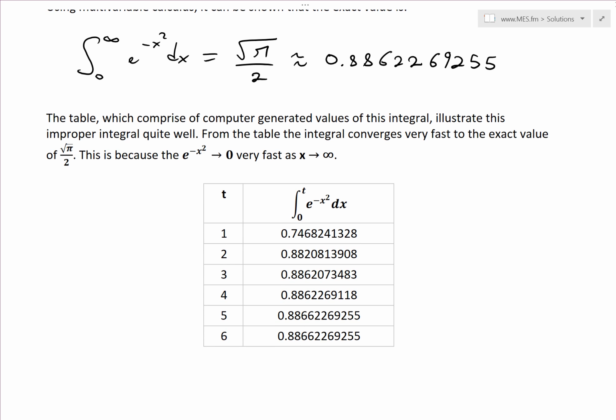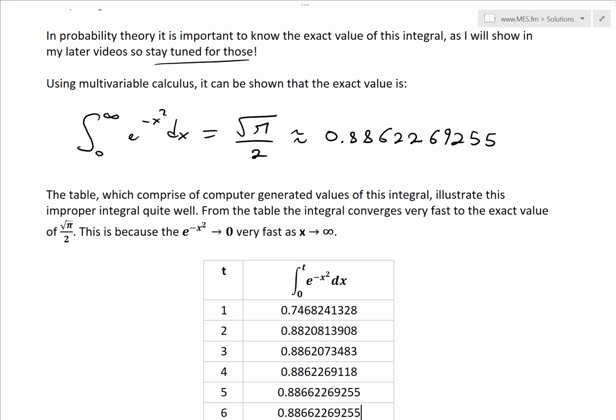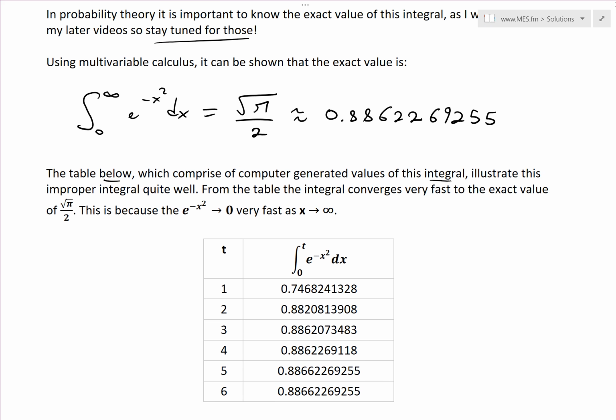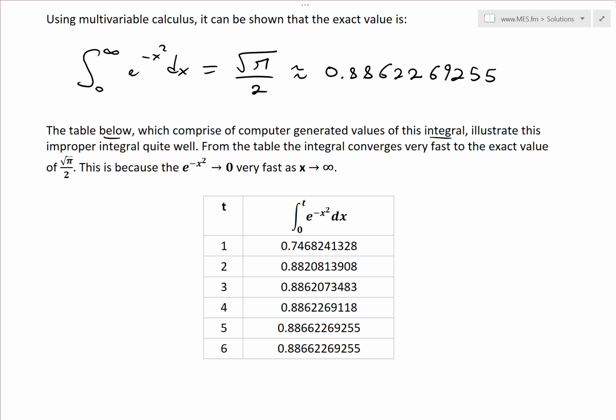Furthermore, the table which comprises generated values of this integral is illustrated below. I just wrote it below there. This table comprises the computer generated values of this integral, and the computer probably used Simpson's rule or another approximation method, like I explained in my earlier video. These values are just from my calculus textbook. So again, this illustrates improper integrals quite well, in particular this improper integral which converges.